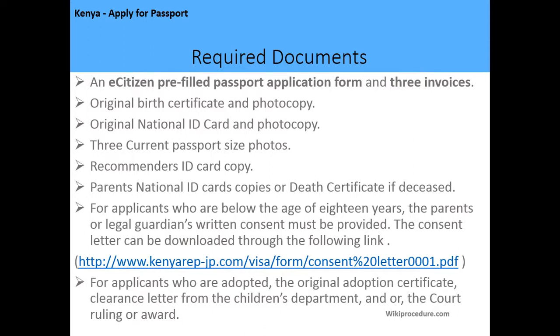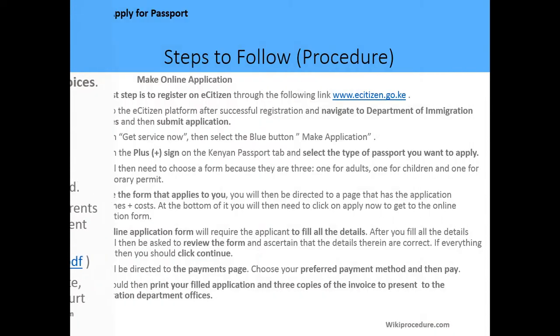The consent letter can be downloaded through this link, and I've gone ahead and downloaded it. We will have a look at it just in a while. And for applicants who are adopted, the original adoption certificate, a clearance letter from the Children's Department, or a court ruling order can be required.